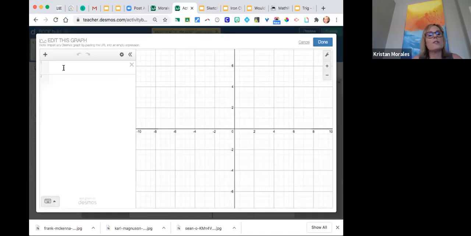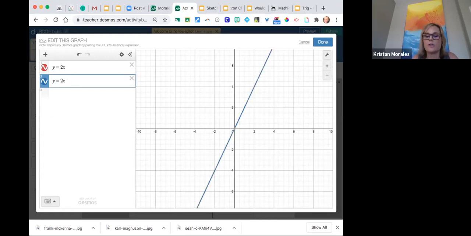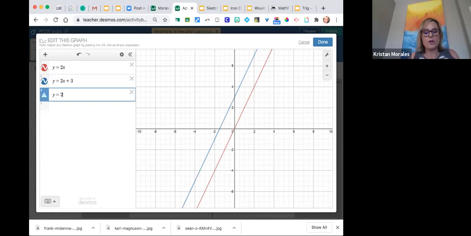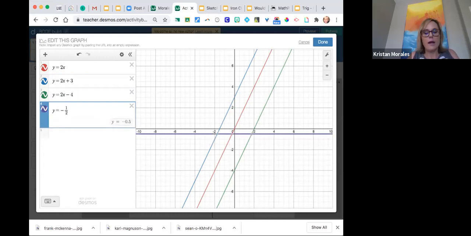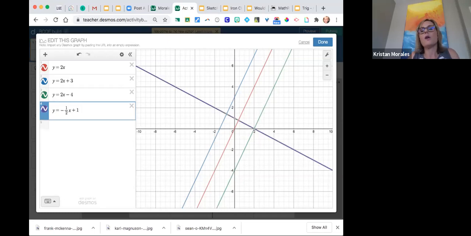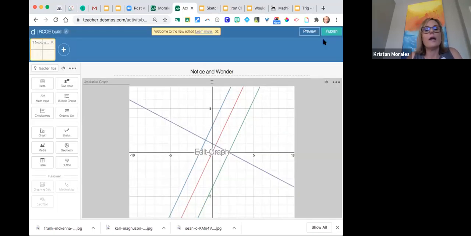And if you remember when you did it as a student, it looked like the lines were parallel. Let's get some equations of parallel lines, maybe like y equals 2x. Let's get another one that's parallel to that, like y equals 2x plus 3, maybe y equals 2x minus 4. And then it looked like there was that one line that looked like it was perpendicular. I'm going to make it perpendicular by having a slope of negative 1/2, so y equals negative 1/2 x plus 1. Okay, and that looks pretty good. That's like what we did in the session. So now I'm done. Okay, I have a graph.